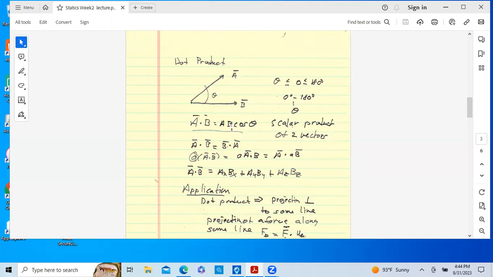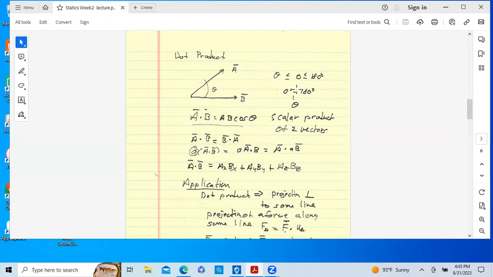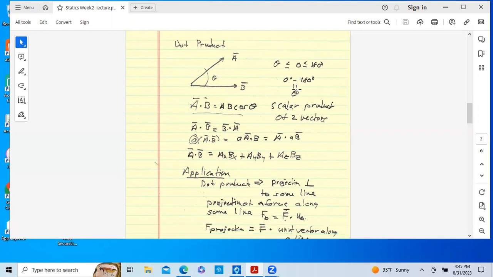Dot product, say we have 2 vectors, A and B, angle between the two is theta, and we're going to limit theta between 0 and 180 degrees. All this applies between 0 and 180 degrees. Dot product, A dot B, a scalar, is just the scalar AB times the cosine of theta. Okay, so this is a scalar product.